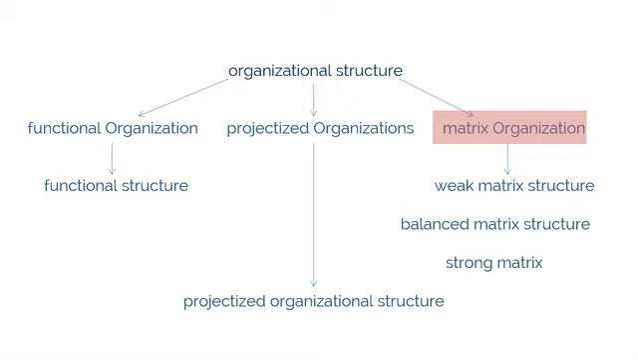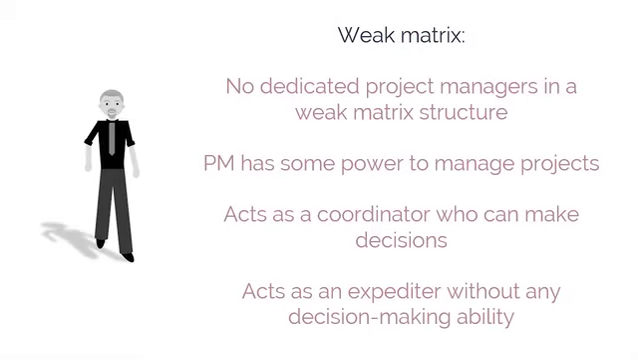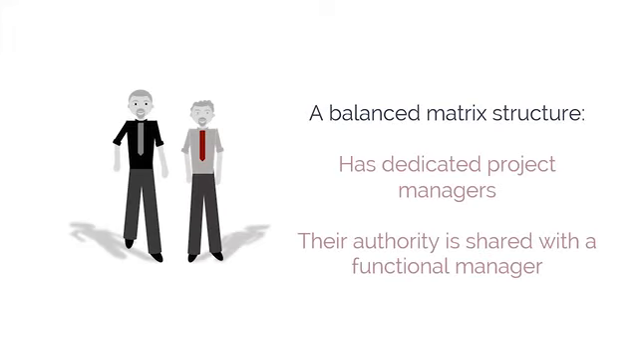And to demonstrate the difference, let's just go through some ways that a project manager's authority might be different in each type of organizational structure. In a functional structure, the project manager has virtually no authority. He or she is just an expediter. The functional structure has no dedicated project managers. Neither are there any dedicated project managers in a weak matrix structure, although the project manager has some power to manage projects, and he or she acts as a coordinator who can make decisions or an expediter without any decision-making ability. A balanced matrix structure has dedicated project managers, but their authority is shared with a functional manager.